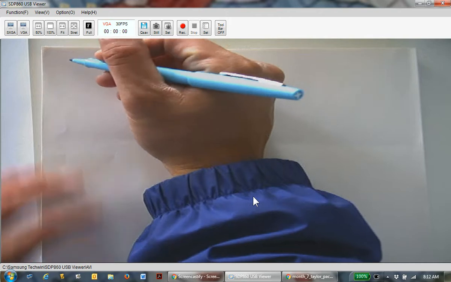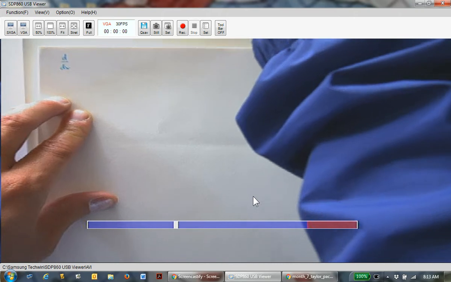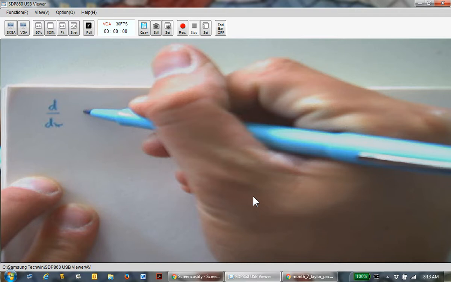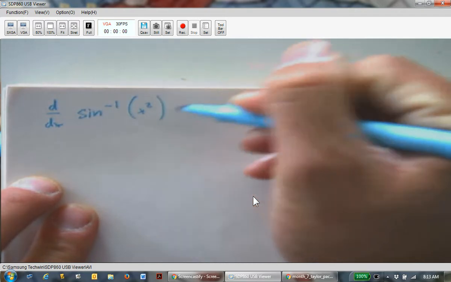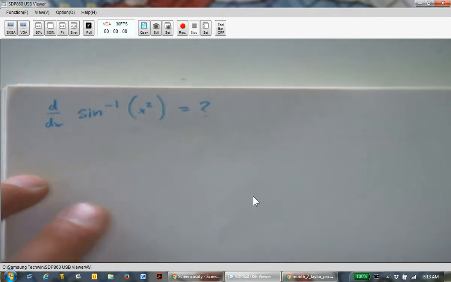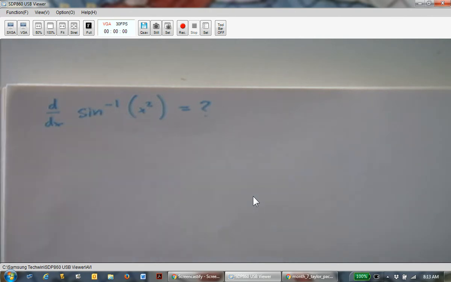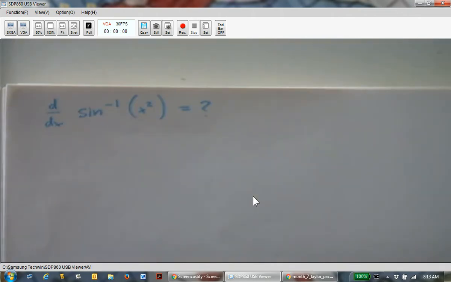Here is going to be your problem: d/dx of inverse sine of x squared. And that's it. I want you guys to give me the general derivative equation for inverse sine of x squared given this formula sheet. What are we going to do? Good luck. It is up to you.